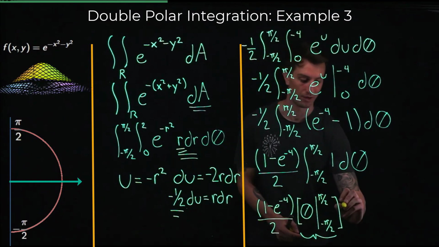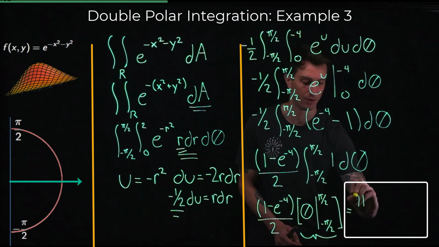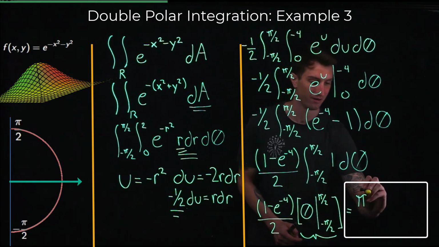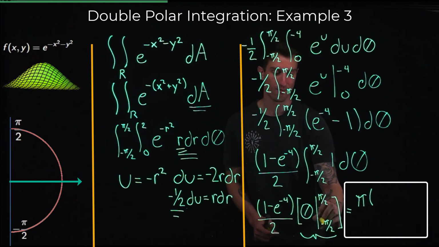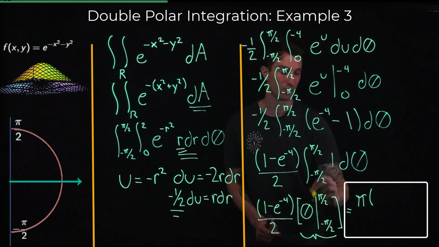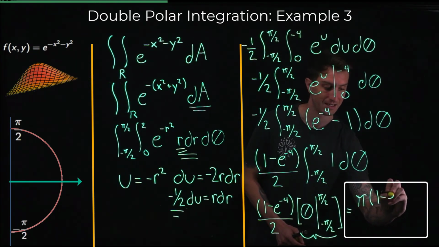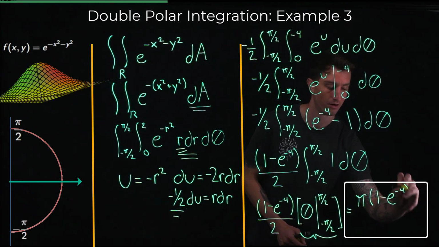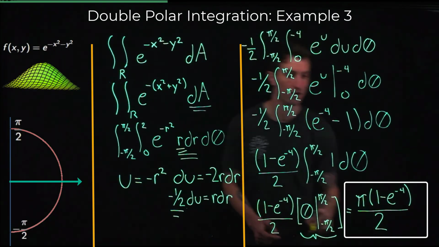Right, so we can write our final answer now. And I apologize for skipping the one step, but feel free to go through the math right there. It should evaluate to pi. Again, pi over 2 minus a negative pi over 2, so pi over 2 plus pi over 2, pi. Right, 1 minus e to the negative 4 all over 2, and we are done.